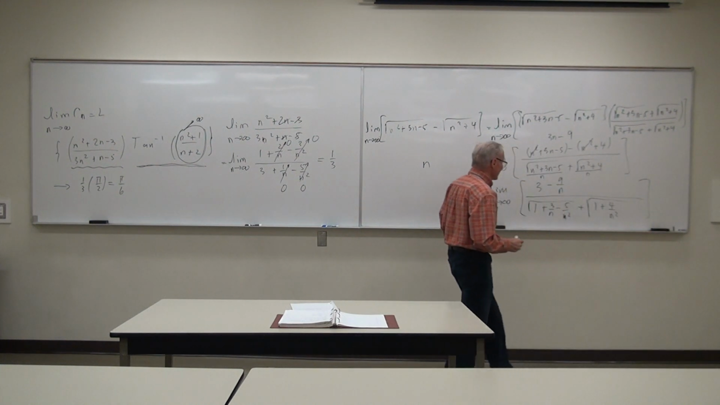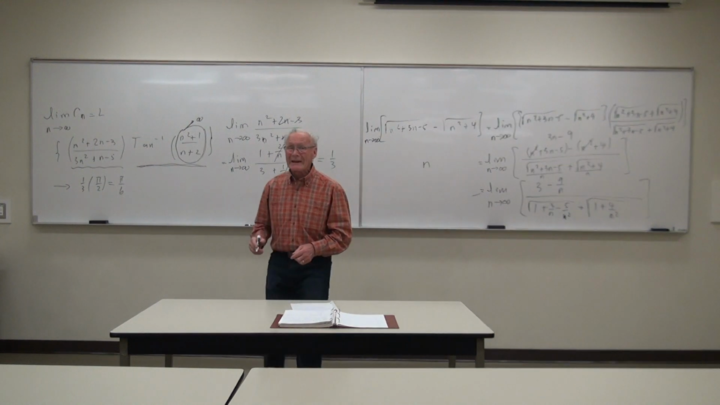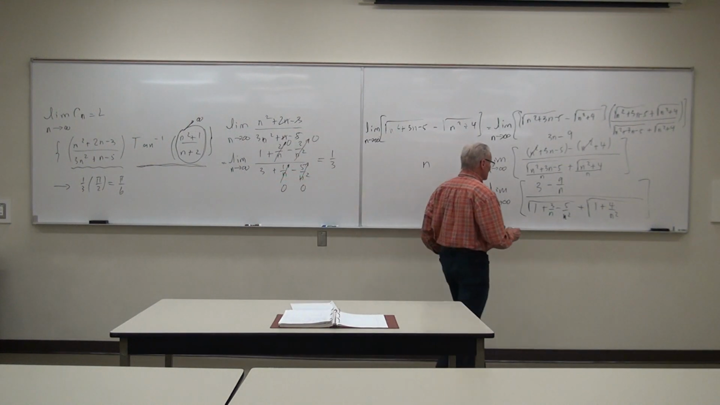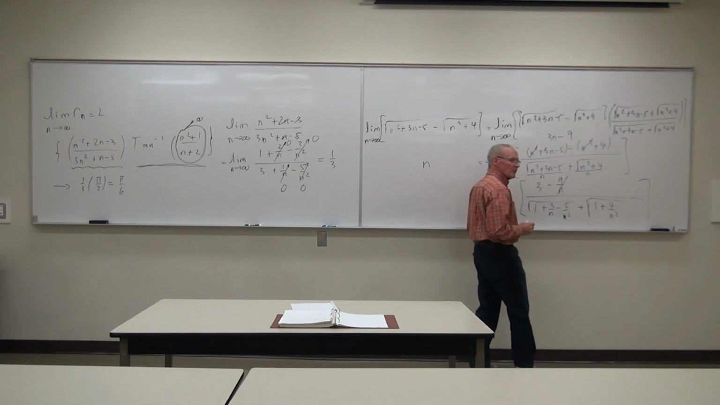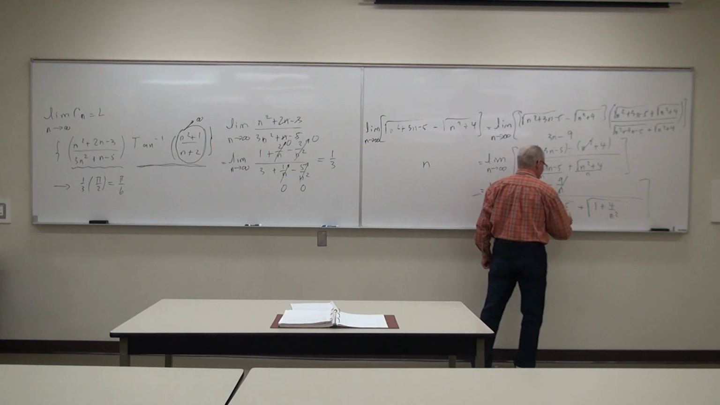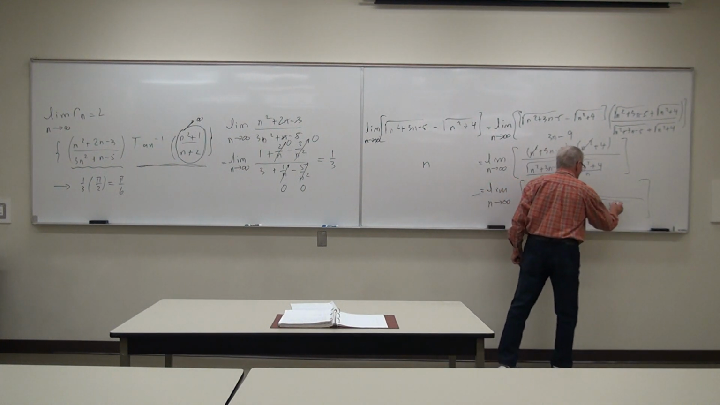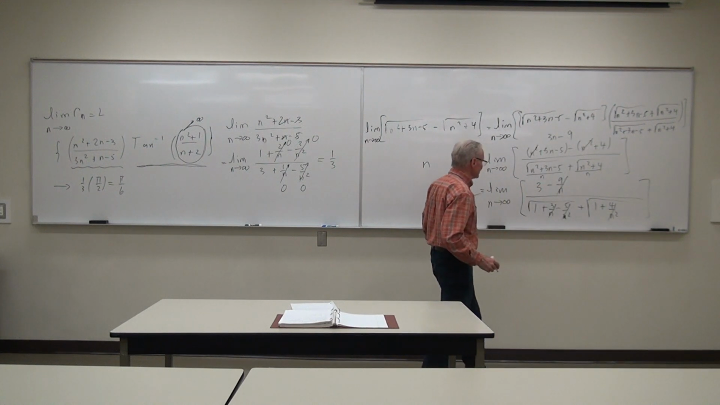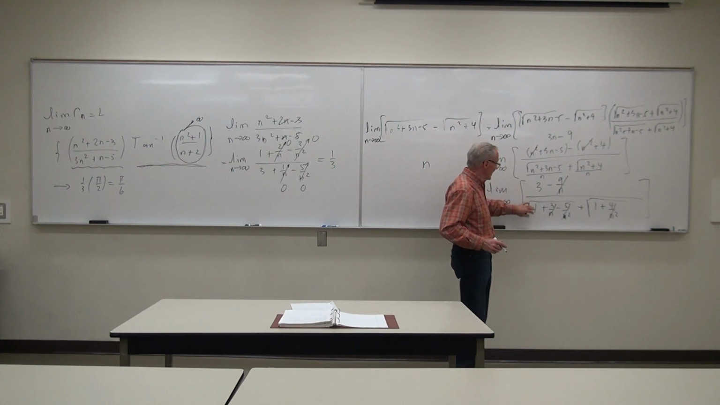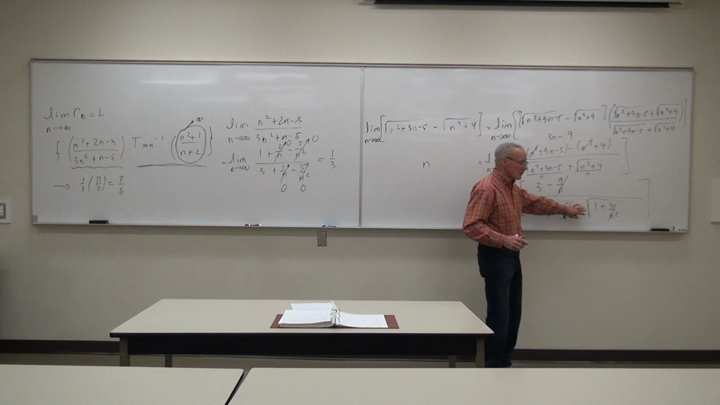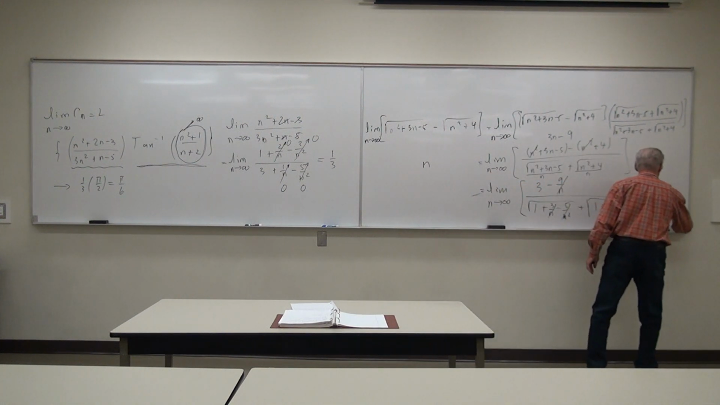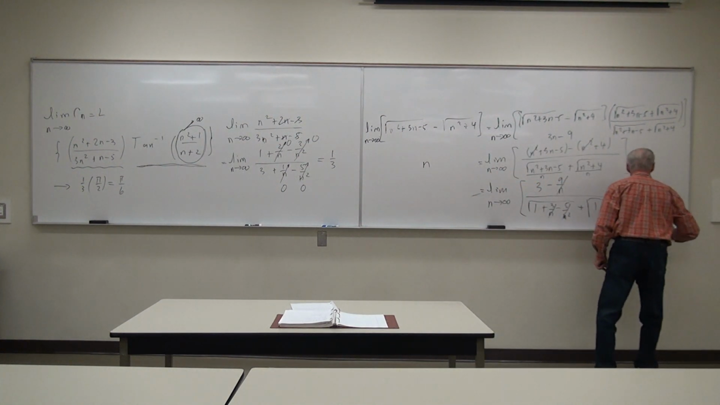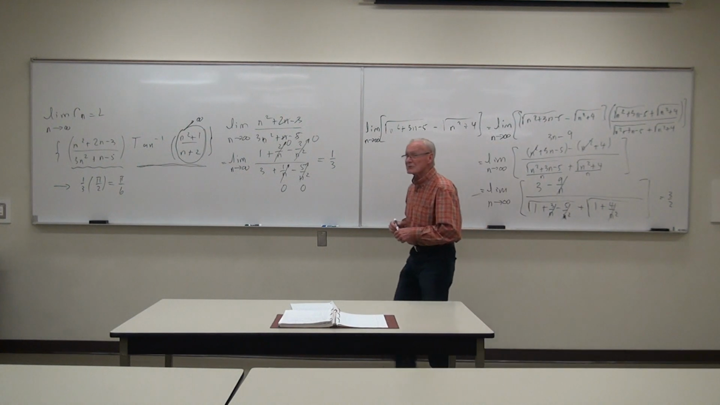Does it now become clear what the limit is? As n gets huge, that goes to 0. That goes to 0. That goes to 0. That goes to 0. And so what are you left with? A 3 on the top, square root of 1, square root of 1, 3 over 2. So the answer to this limit is 3 over 2.